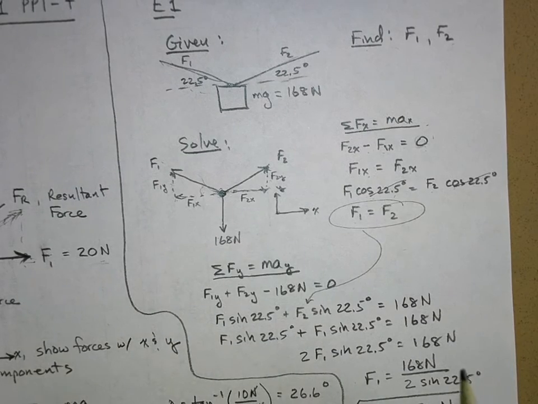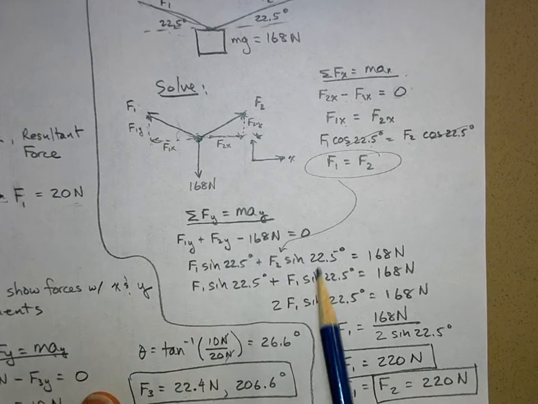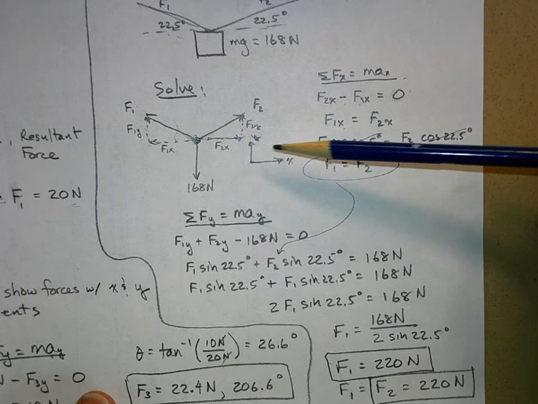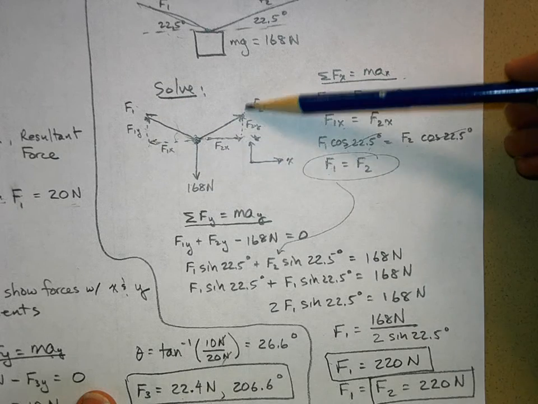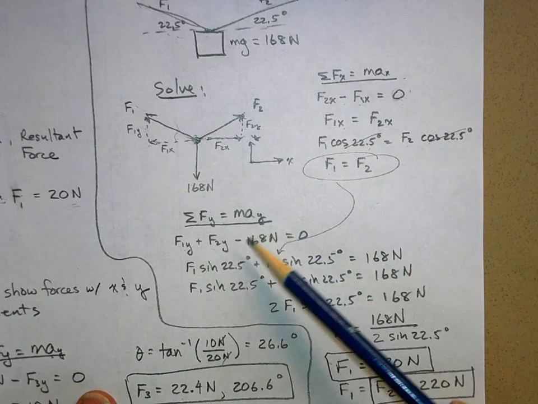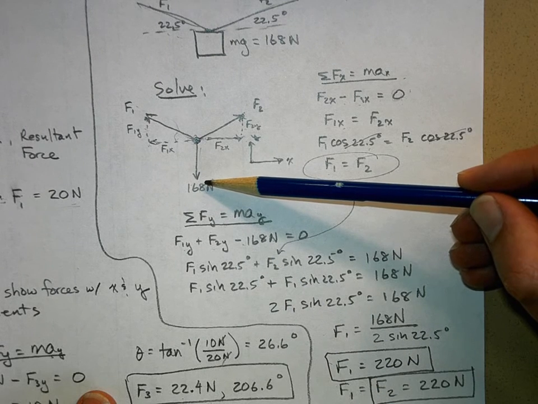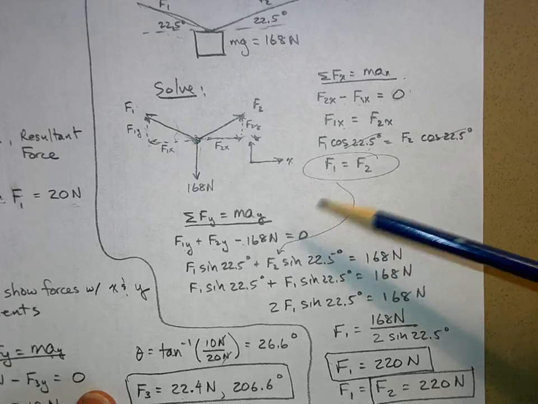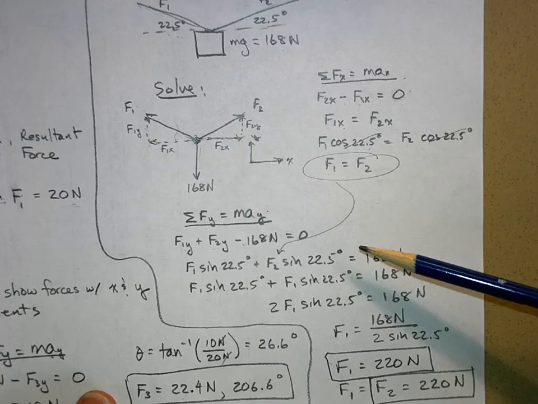Now in the y direction, let's sum the forces in the y direction equals m a in the y. Well, I look at my free body diagram. I've got F1 in the y plus F2 in the y. See, they're both in the same direction. They're both in the positive y direction. Minus 168 newtons because it's going straight down. Equals 0. Why does it equal 0? There is no acceleration in the y direction. It's in equilibrium.